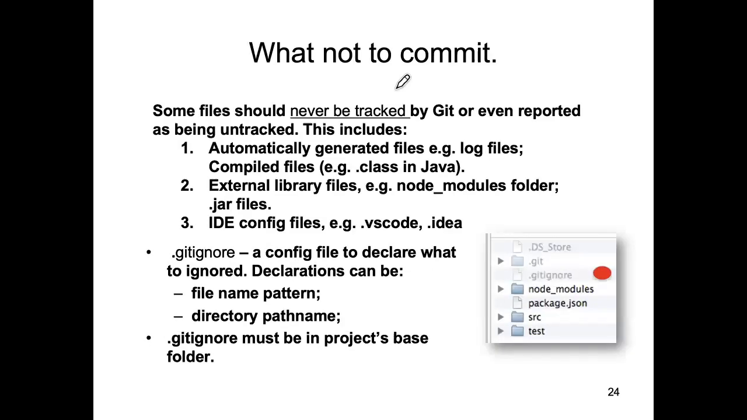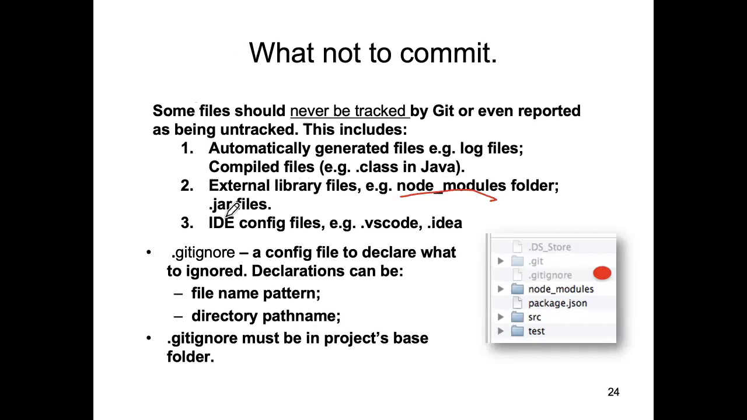Not everything should be committed to the repository. Any files that are auto-generated, you never commit those to the repository. For example, if you're doing a Java project, when you compile your source code it generates the .class files; you never put those into a repository. Any files related to external, third-party libraries, for example the node_modules folder in our case, should never be committed to a repository.